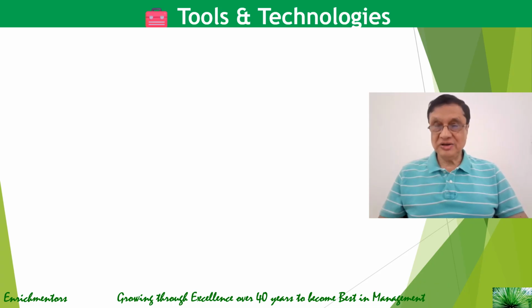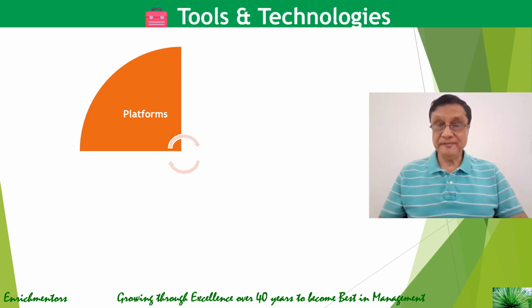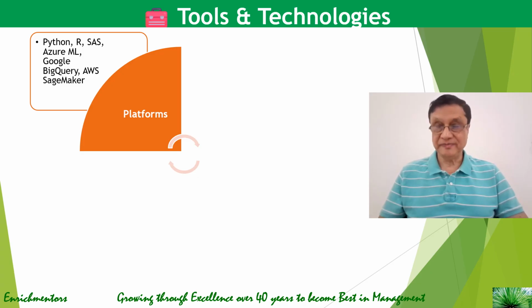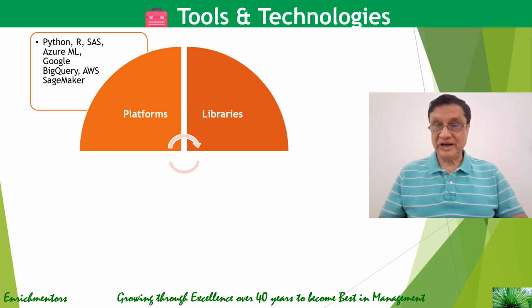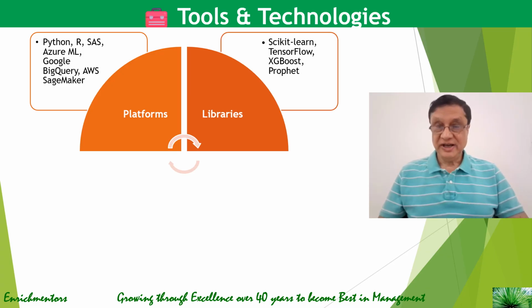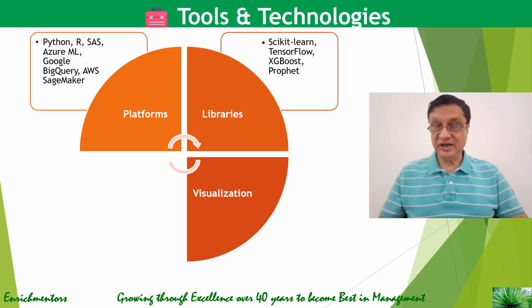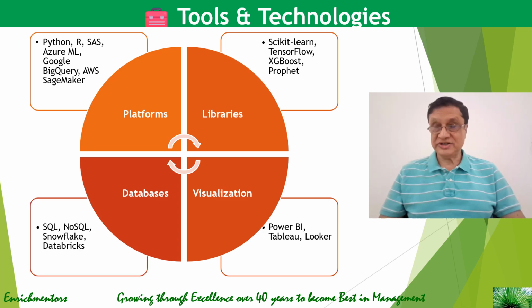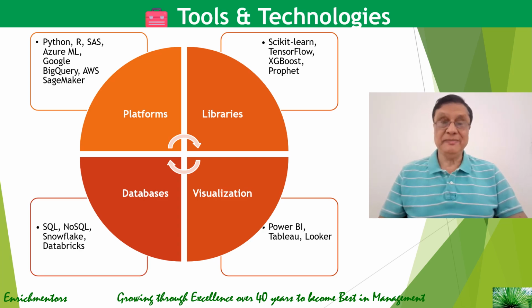What are the tools and technologies that one can use in advanced analytics? There are platforms like Python, R, SAS, Azure ML, Google BigQuery, and AWS SageMaker. Then there are libraries like scikit-learn, TensorFlow, XGBoost, and Prophet. And then there are visualization tools like Power BI, Tableau, and Looker. And then there are databases like SQL, NoSQL, Snowflake, and Databricks. Those are the variety of tools and technologies for advanced analytics.